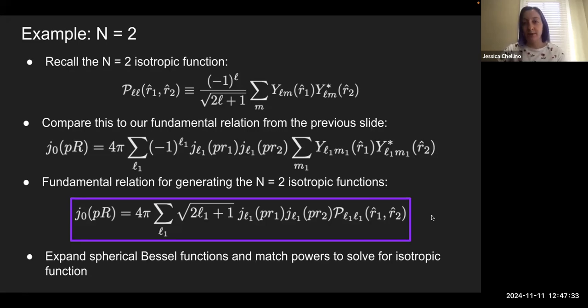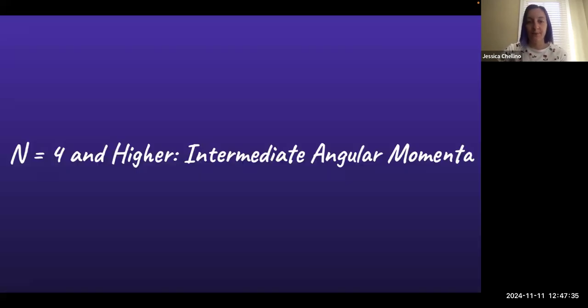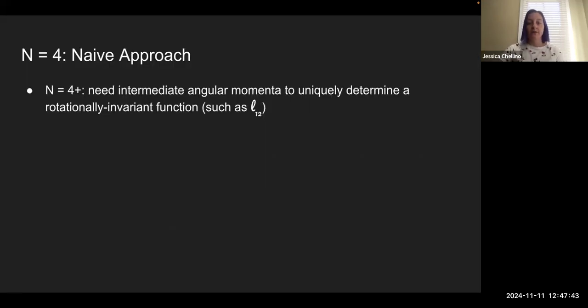Now, you could do something similar to this for the n equals 3 case, but there's a caveat when you go to n equals 4 or higher, where you need to account for intermediate angular momenta. You need to account for these intermediate momenta because for n equals 4 and higher, you're not able to uniquely determine a rotationally invariant function without them.